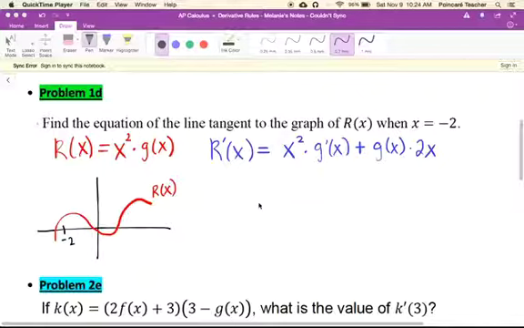The suggestion that came from one of your classmates is to remind you guys of the difference between r of x and r prime of x. So it's understandable that you might think, well, what's the difference between these two? They kind of look the same, but the difference here is the notation, right? This one doesn't have a prime, it's just r of x, and then this one has a prime.